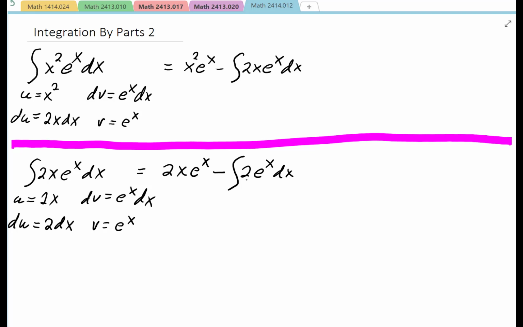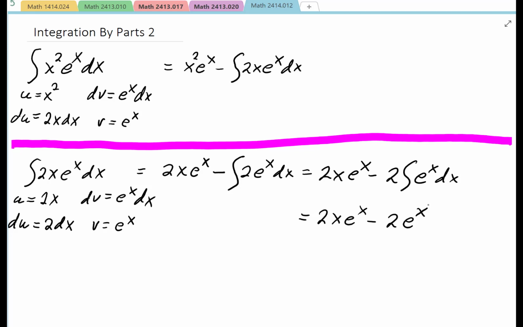And I could pull this 2 out of the integral. So I get 2x e to the x minus 2 times the integral of e to the x, which is just e to the x. So we get 2x e to the x minus 2 e to the x. Okay, now we're going to go up and replace this integral with all of that.